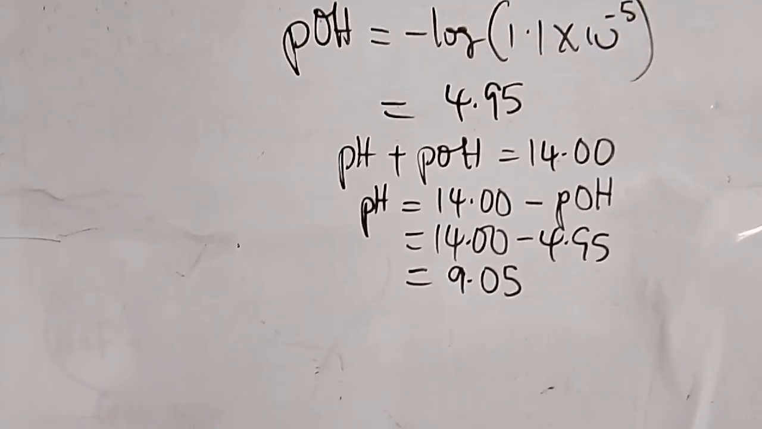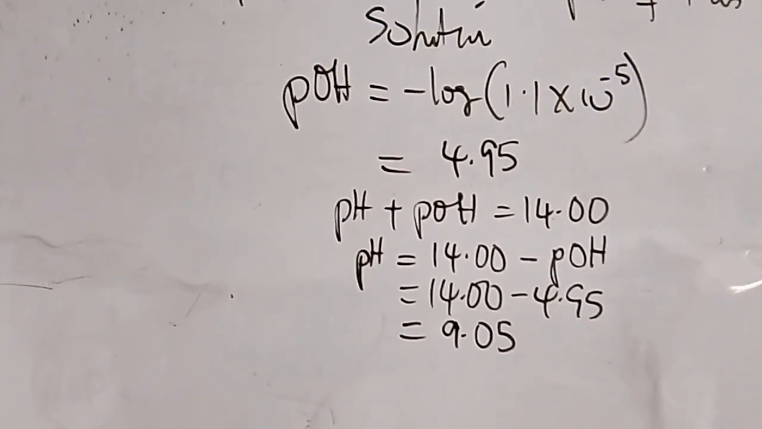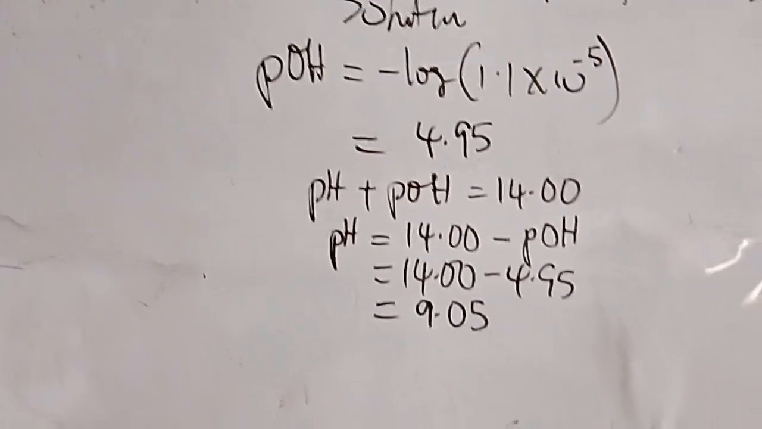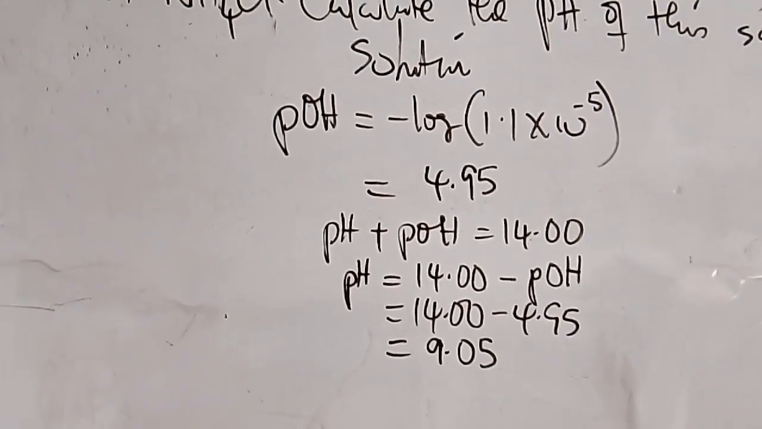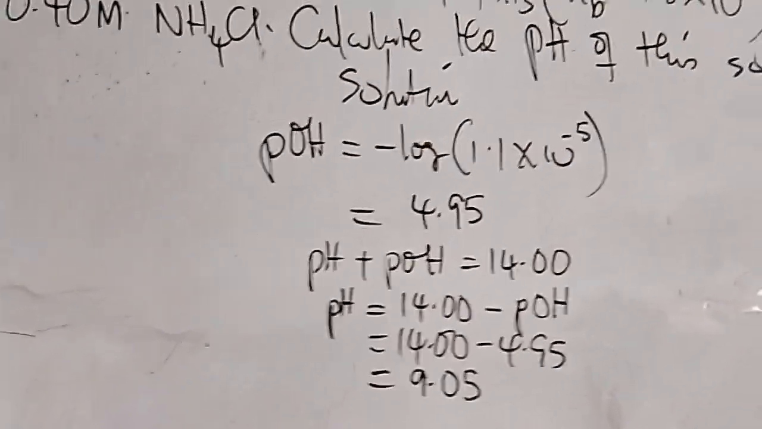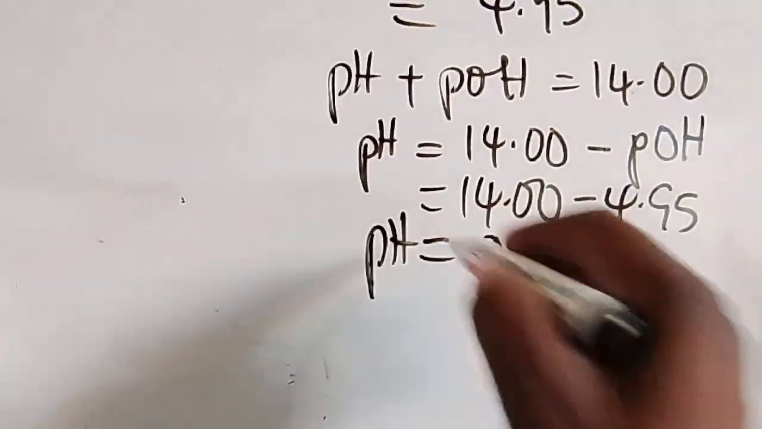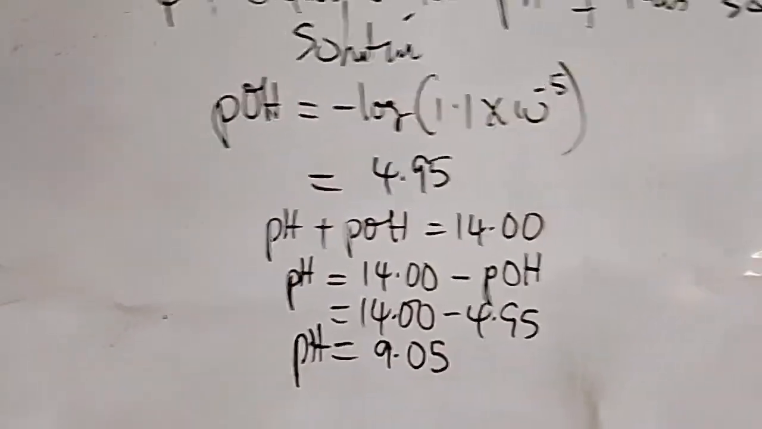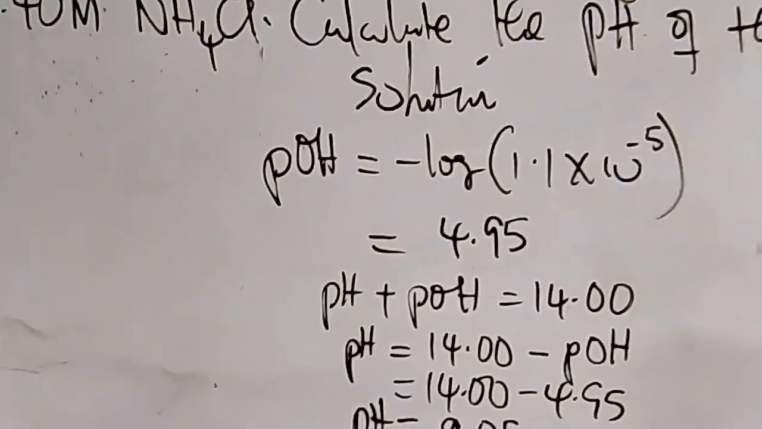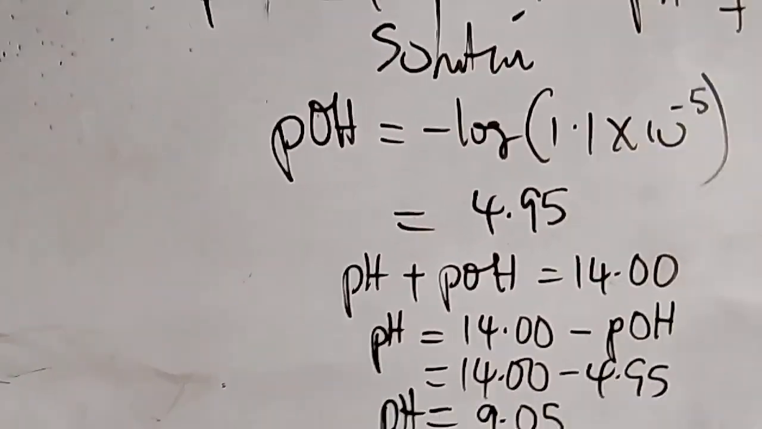So it's not acidic, it's basic. Okay, so this is how we can calculate the pH of this solution. So this is our pH, 9.05. Okay, so now we can also have an alternative. So let's see how we can calculate.